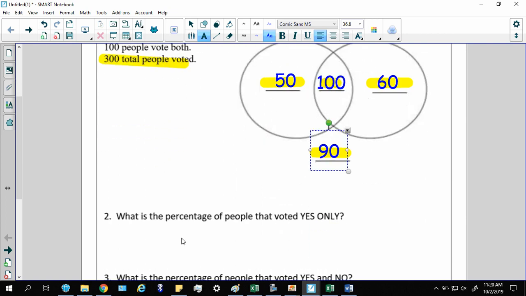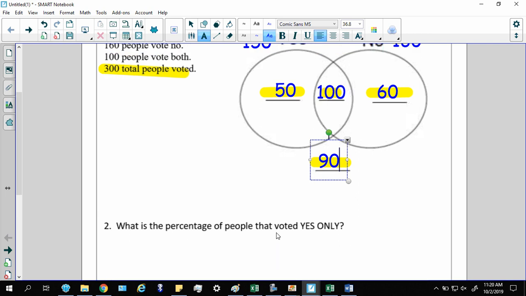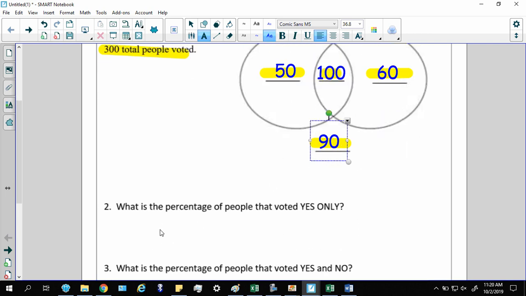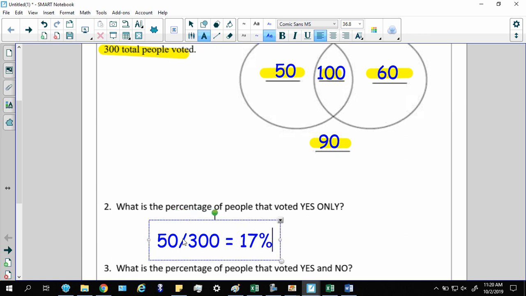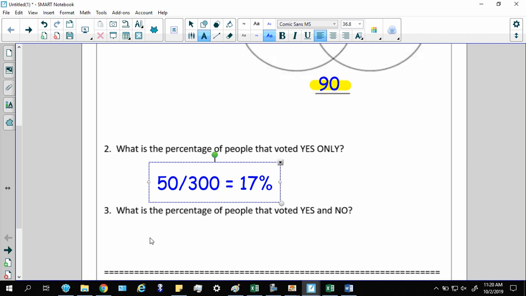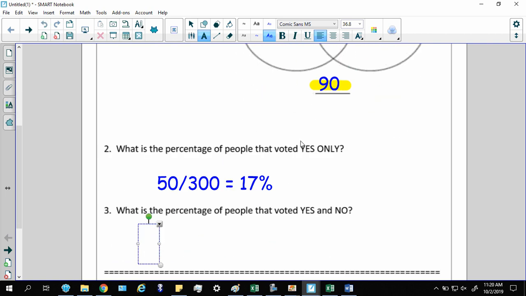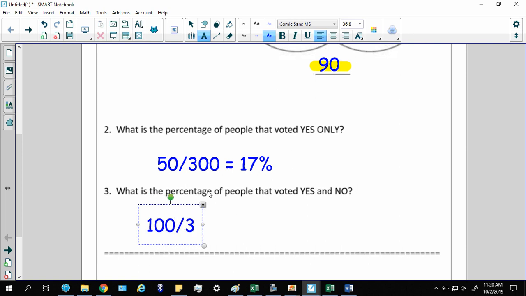All right. What is the percentage of people that voted yes only? Well, yes only ended up being 50. So 50 divided by the total, which is 300, gives me a percentage rounded to 17%. What is the percentage of people that voted for yes and no? That's 100, the shared section. 100 divided by 300 gives me a rounded 33%.